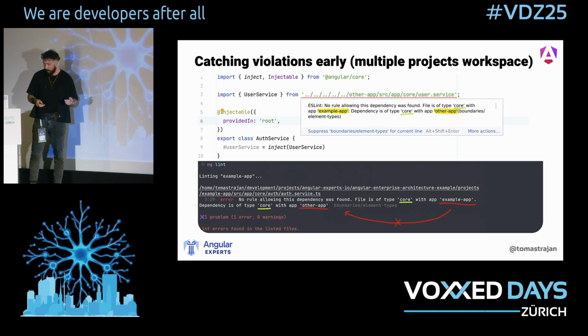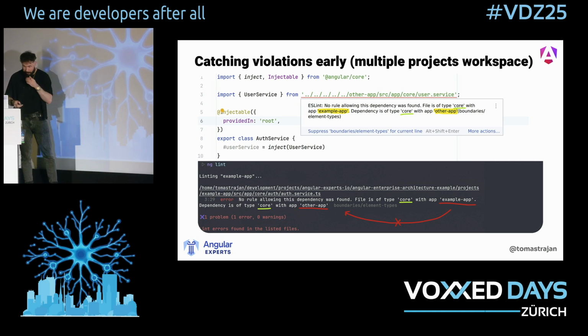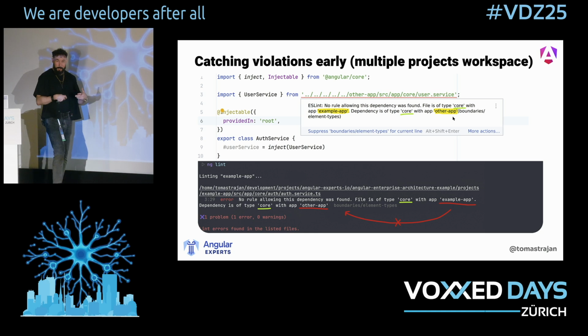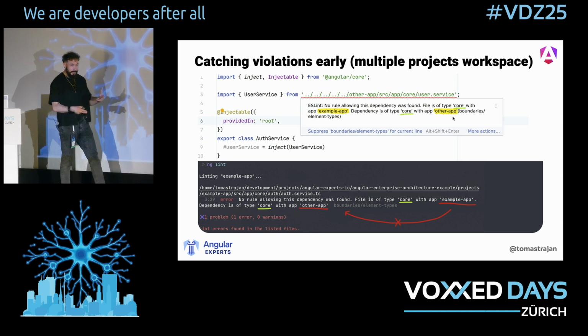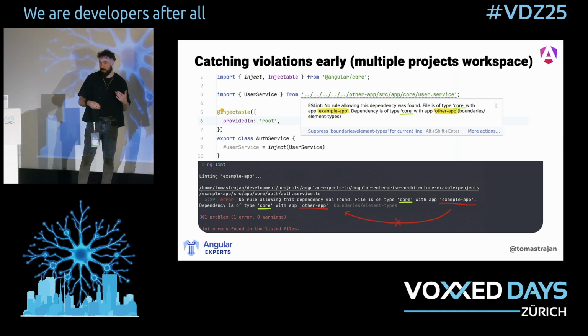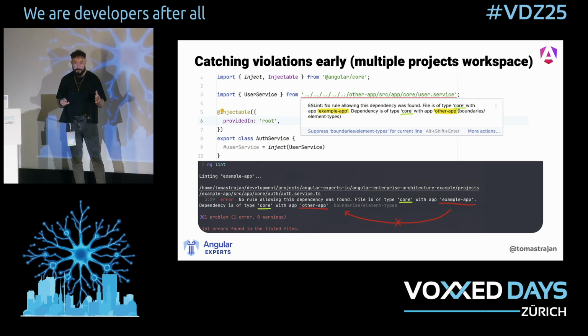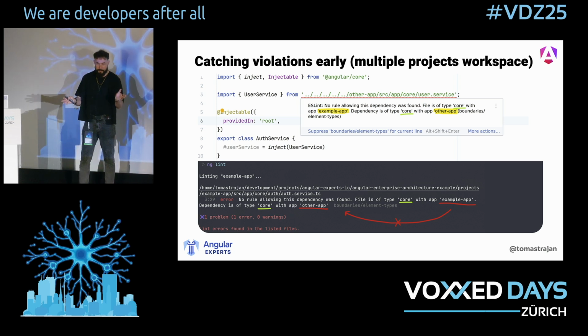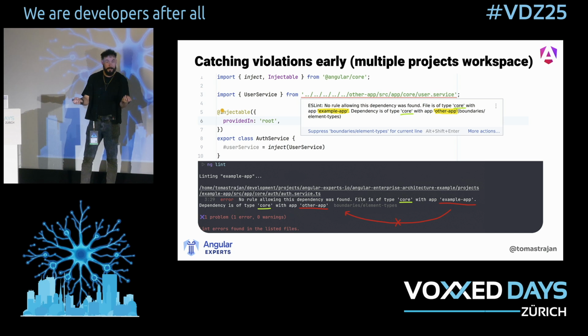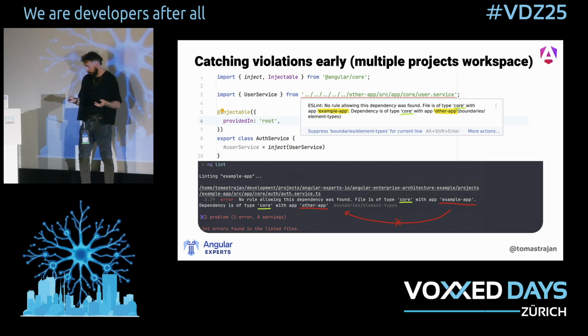Right, so now that we have this, and we have two applications in our workspace, and we have auth service in one application and user service in another, and we would try to import it, again we say, okay, the type is core, but then the applications are different. So again, that violation message is very descriptive, and it gives us pointers how to solve it. And in this case, if we want to reuse some service between multiple applications, we would have to extract it one level up into a library.